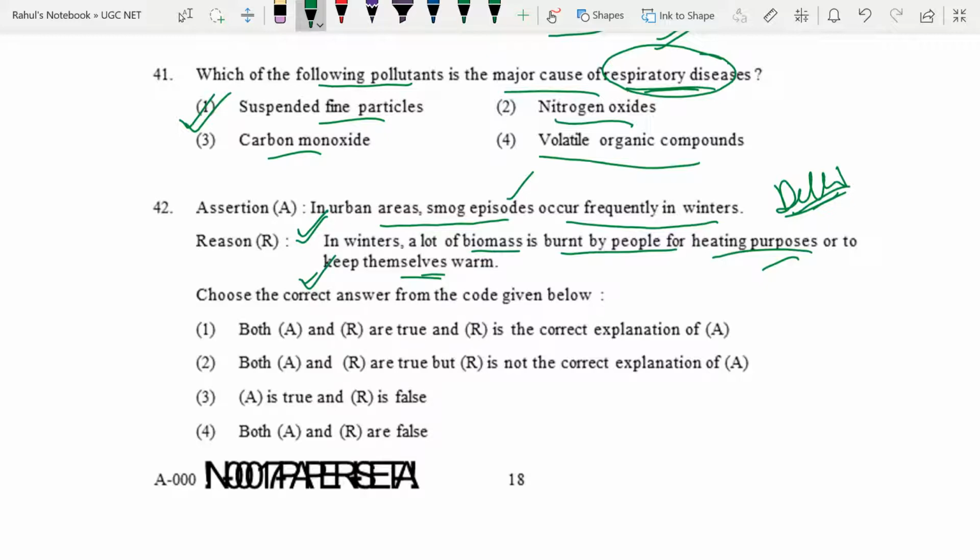There might be more than one correct explanation, but even if we get one of the correct reasons, we can say that both assertion and reason are true, but the reason is not the correct explanation of the assertion. Why is it so? Because we need to fit it with the universal condition that in urban areas smog episodes occur frequently. What is the complete reason for that? We need to find exactly why smog episodes occur frequently, because other areas also have it. We should not generalize, and the region should be complete, and it is not matching here. So option 2 is the correct answer.